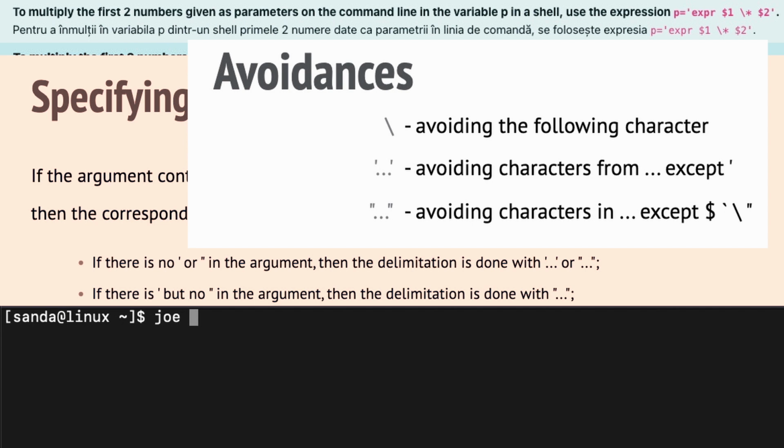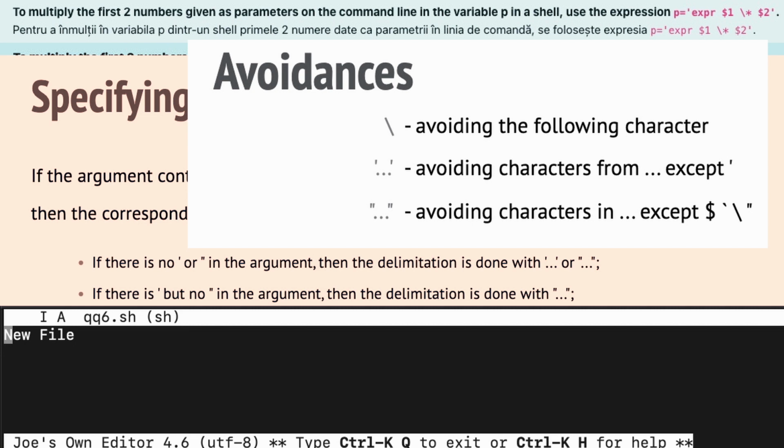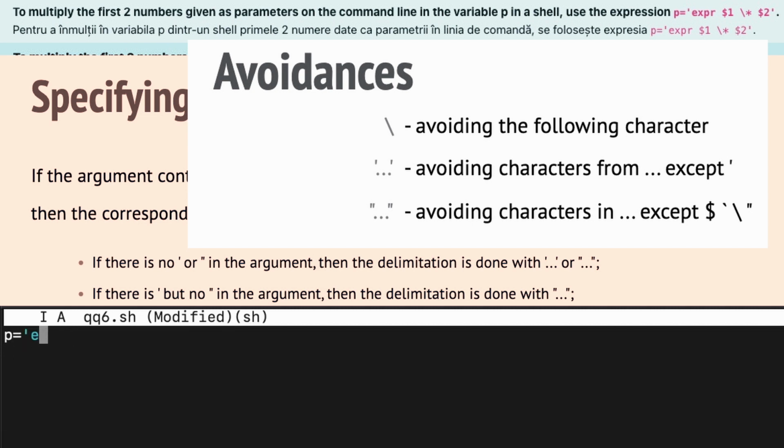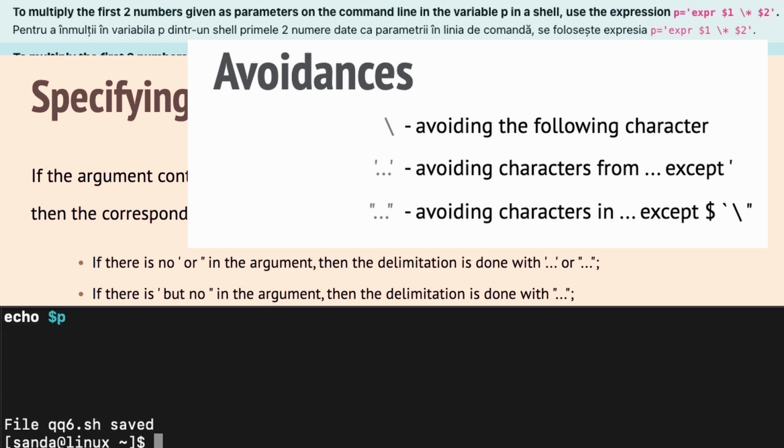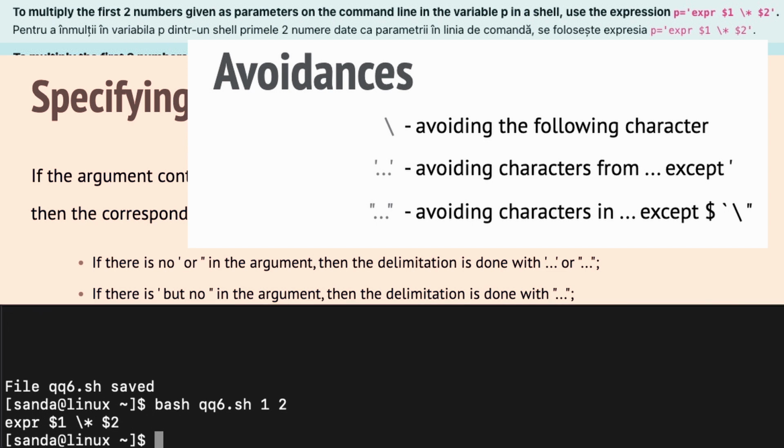So we can test our expression by writing a shell. We have the variable p, to which we are giving the value expr $1, which is the first parameter, multiplied by $2, which is supposed to be the second parameter, and we output the value of variable p. And when we run the shell with two values, we see, as we explained, that actually the value of the variable p will be the simple string.